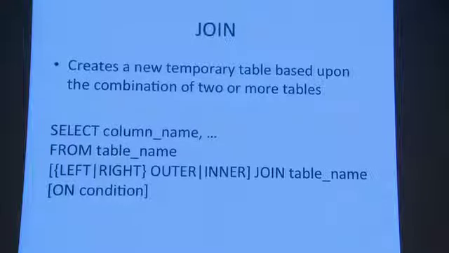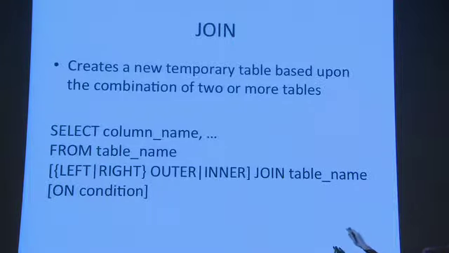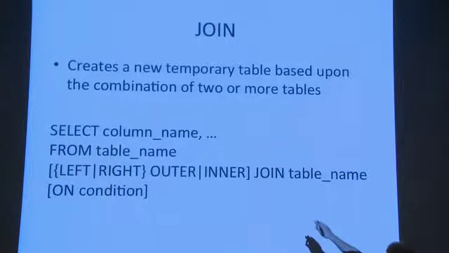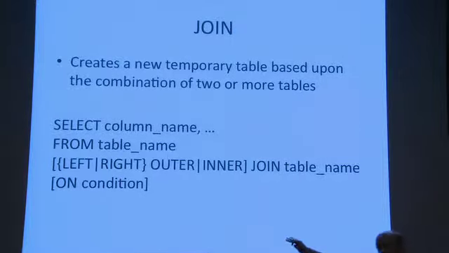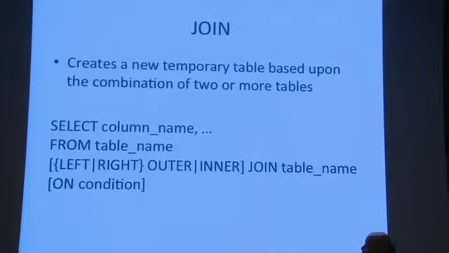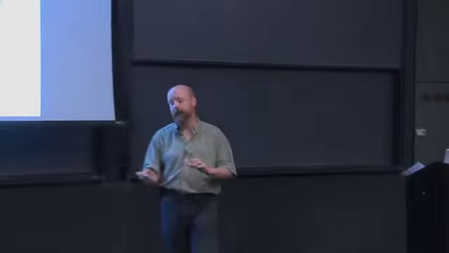So you can select a series of columns from a table name. There's a number of options here, and I'll come back to that. Join to a second table name based on some conditions. So we've got left, right, outer, inner. What does all this mean? Basically, we have inner joins, or we have left or right outer joins. There's also full outer joins, which we'll hint at, but we won't go into a lot of details there.